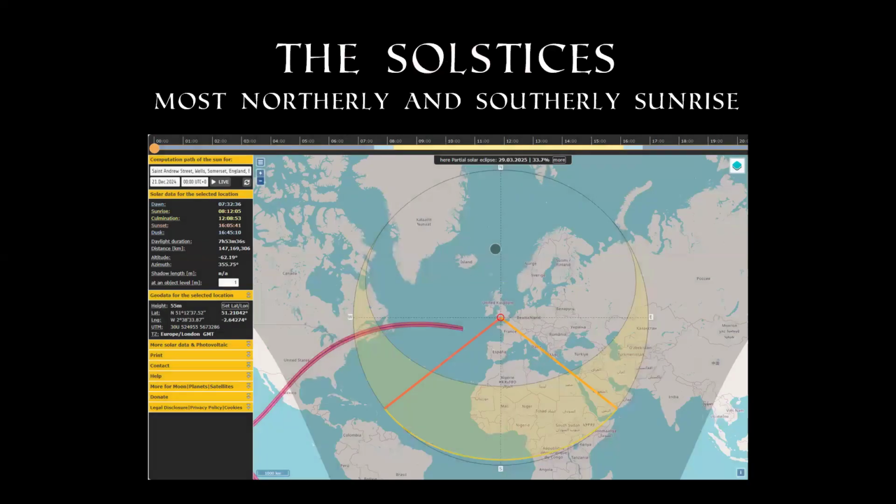Now, I want to talk just briefly about the solstices, and I'll describe what I suppose happens with them in relation to our experience of the rising sun. This is a website that I've taken various screenshots of. Ignore the pink line there, that's just showing an eclipse. The lines that we're looking at here are this yellow line and this orange line. So this yellow line is pointing towards the sunrise, and this is pointing towards the sunset.